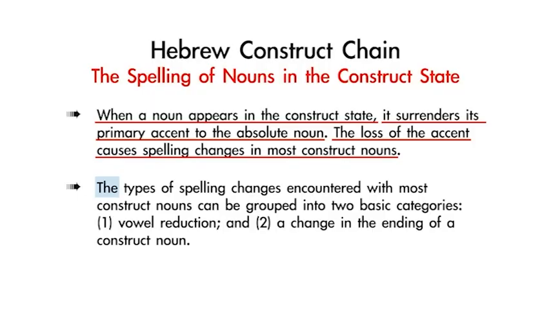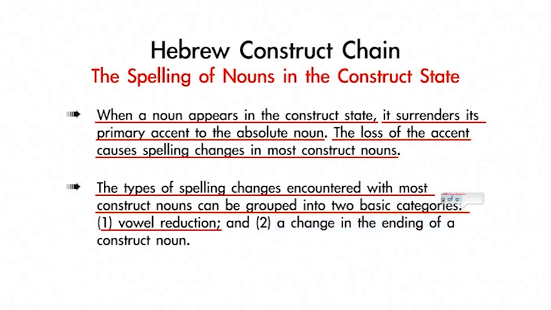Okay, so the types of spelling changes encountered with most construct nouns can be grouped into two basic categories. Are you ready? Number one, vowel reduction. And number two, a change in the ending of construct nouns. The good news is that in terms of vowel reduction, you already know all of the rules that will apply to the construct nouns when those vowels reduce. And the endings on construct nouns make them easy to identify, and they're not that hard to learn. So this won't be too complicated, but it'll be very helpful for you to know how to identify a noun in the construct state.